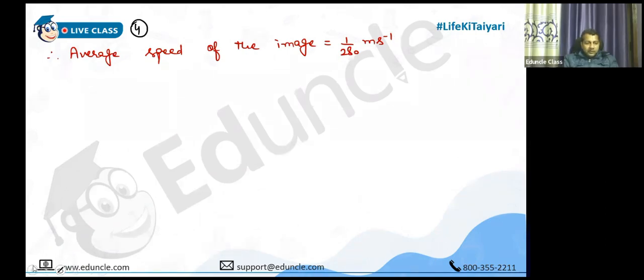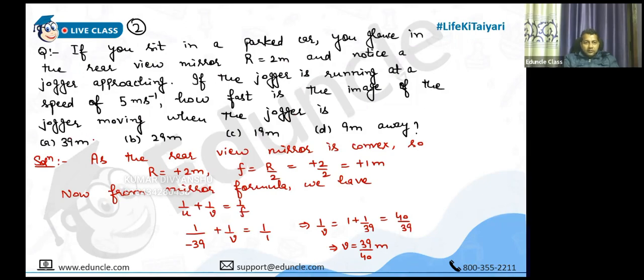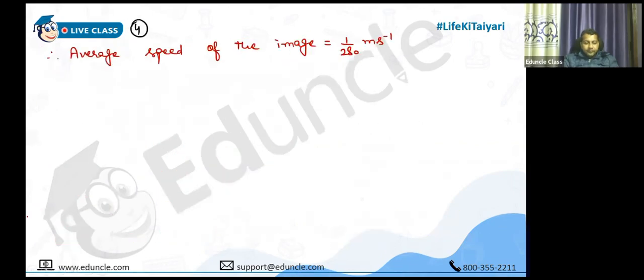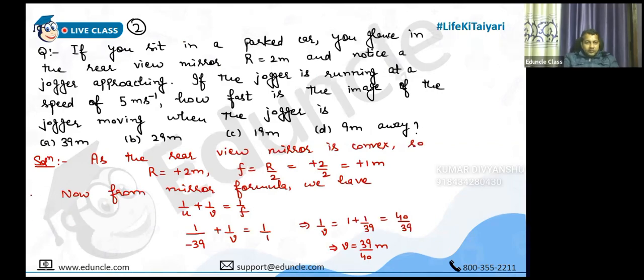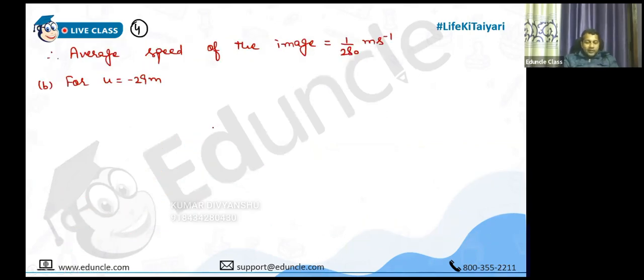How is U 39? It is given in the question, I think. See, when the jogger is at 39 meter, it is given. R is given. And now you have to solve this completely for 29 meter by taking U equal to 29, and then for 19 and then for 9. So tell me the answer for 29 meter. Tell me the answer. This is A part. So I'm not going to solve. You will tell me the answer.